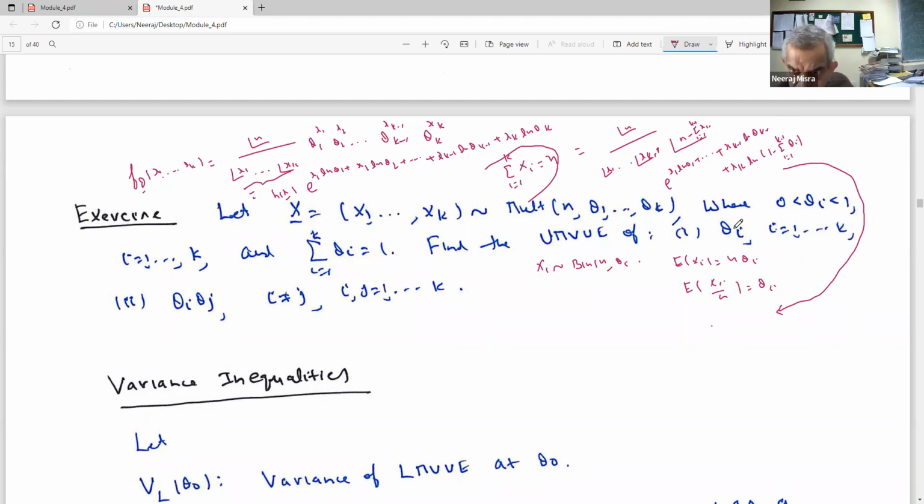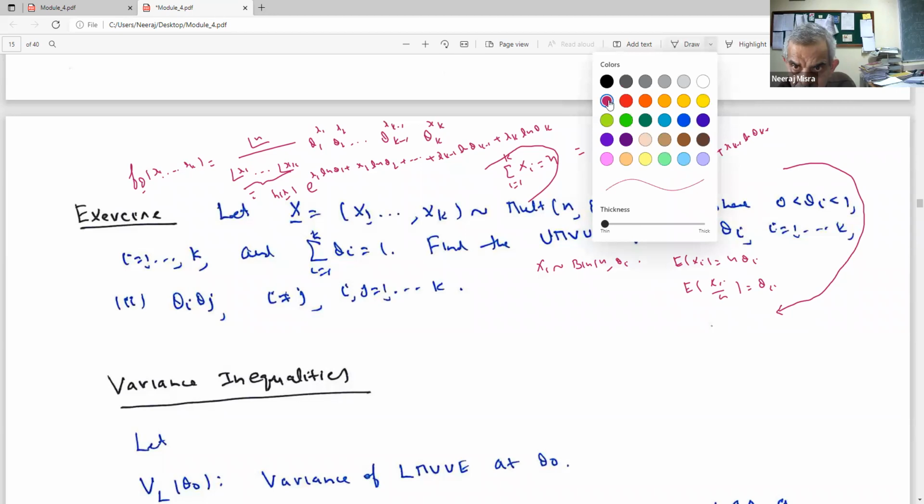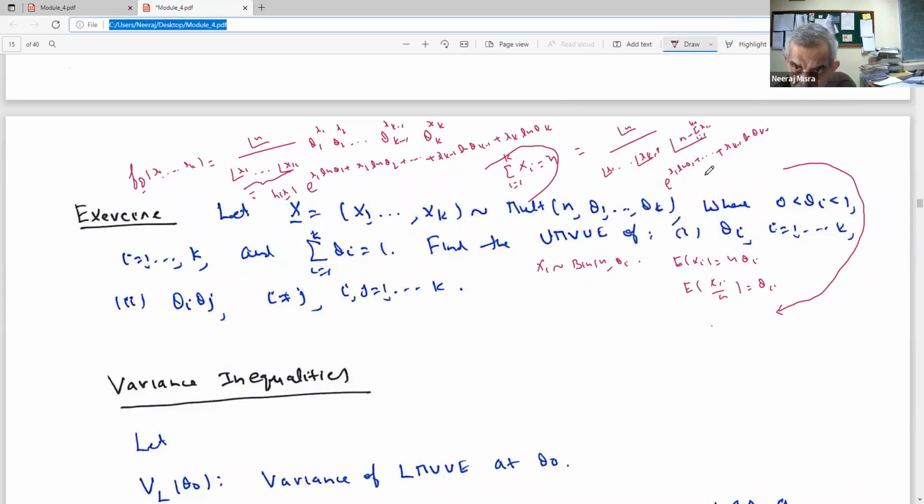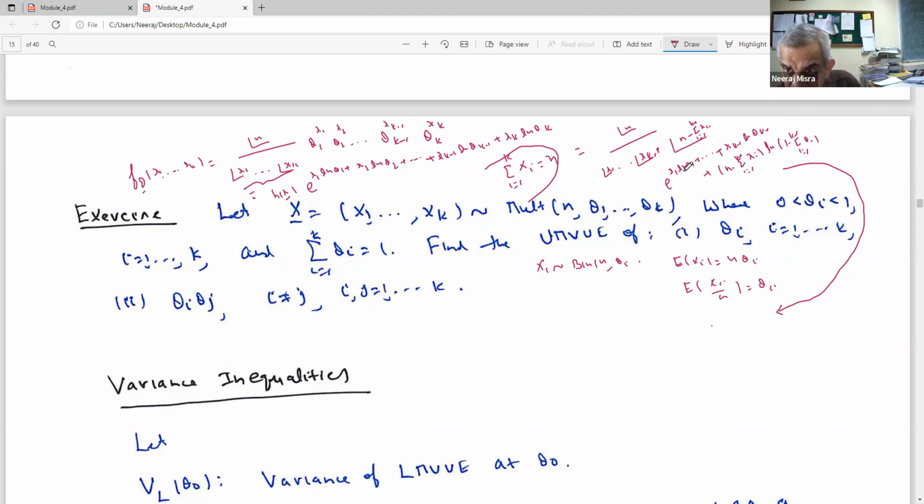You see, if you try to do over here, xk can also be written as n minus summation xi, i equal to 1 to k minus 1, and log of 1 minus summation theta i, i equal to 1 to k minus 1. Now these xi's are coming each of them, so they get combined with this, right? So you get k minus 1.